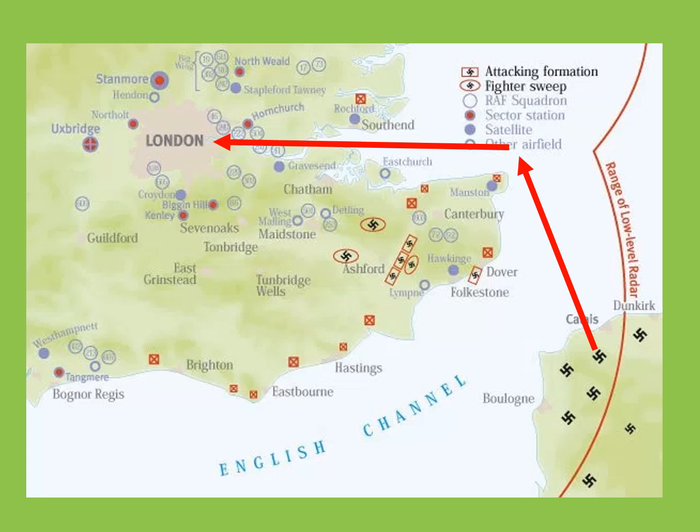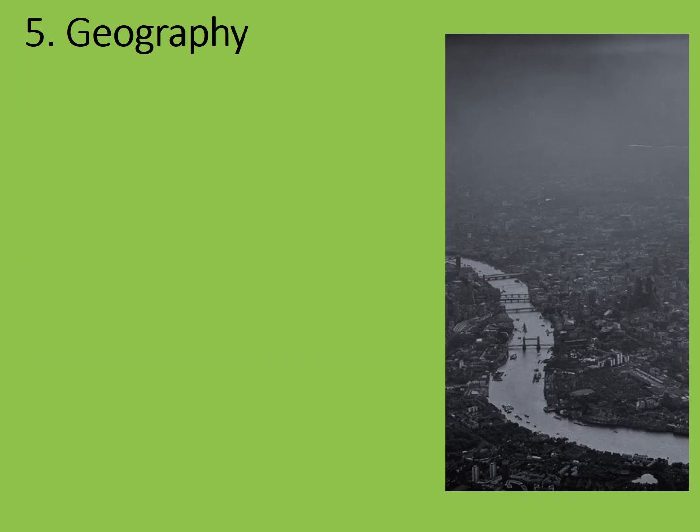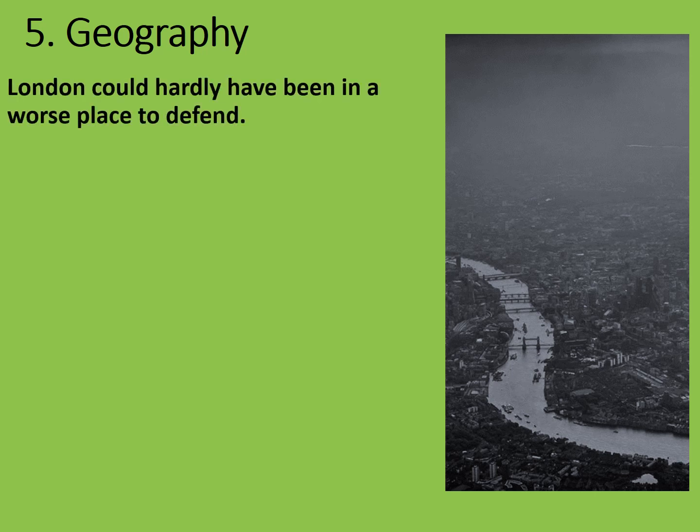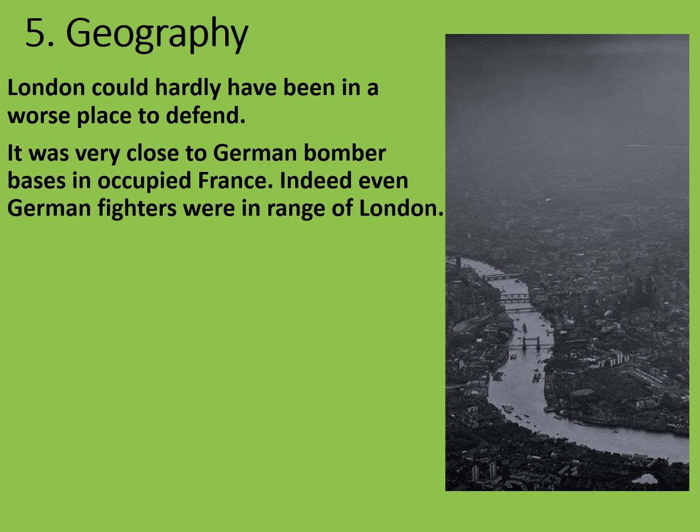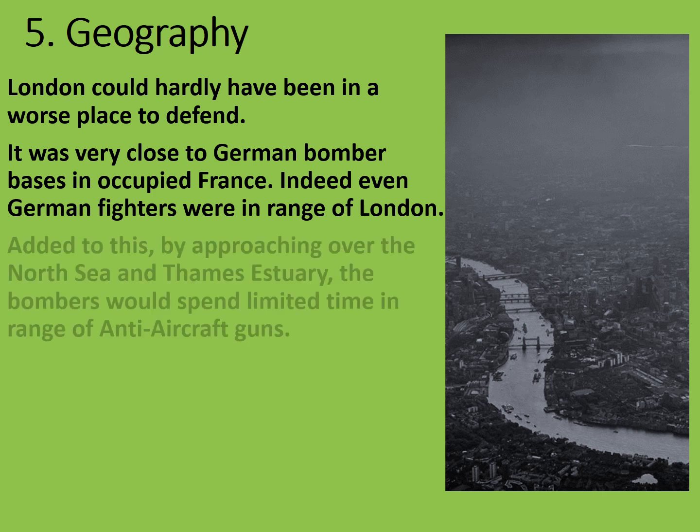Also, London was incredibly easy to find, as we'll see, because our last category is geography. This photograph shows an aerial view of London in the 1940s. Still quite a recognisable view today with the famous bridges. London could hardly have been in a worse place to defend for the British. It was very close to the German bomber bases in occupied France. Indeed, even German fighters were in range of London during the day.